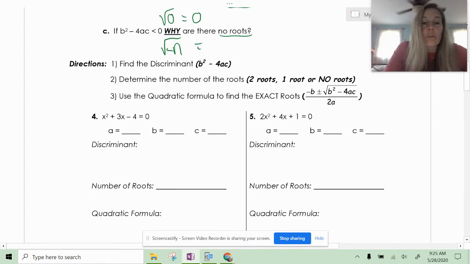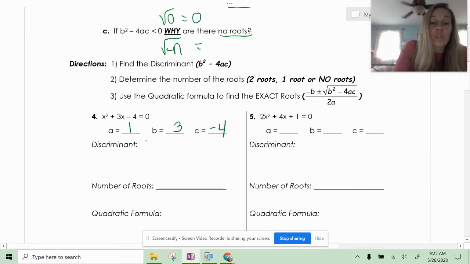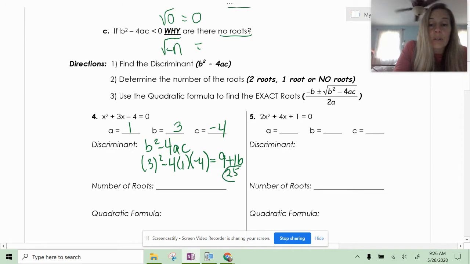So if you're finding the discriminant to determine how many solutions there will be, then you're going to use the quadratic formula to find the actual answers. So for number 4, A is 1, B is 3, and C is negative 4. So the discriminant, the b squared minus 4ac portion, is 3 squared minus 4 times 1 times negative 4. So that's going to be 9 plus 16, which is 25. Since 25 is a positive number, there would be two square roots when you square root it. So there are two solutions, or two roots.